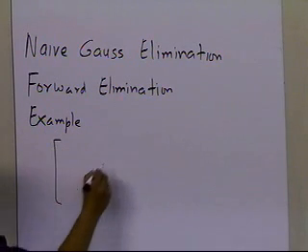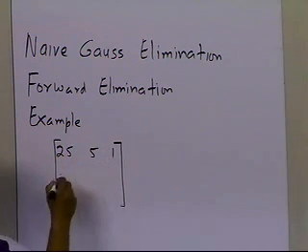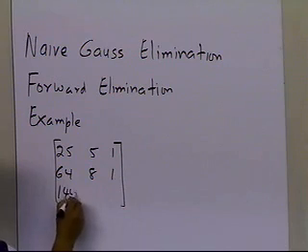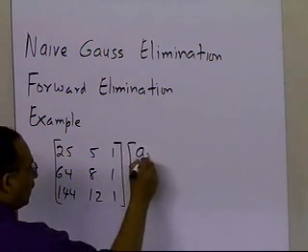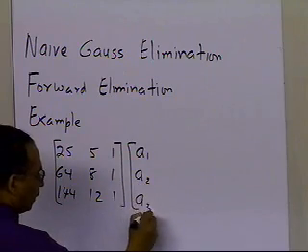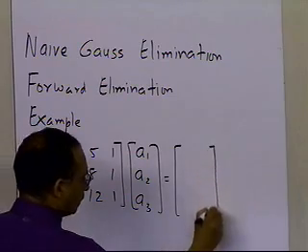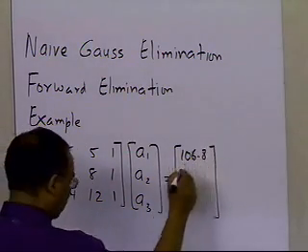So let's say somebody gives you a set of equations which looks like this: 25, 5, 1, 64, 8, 1, 144, 12, 1, and says that a1, a2, a3 are the three unknowns, and the right hand side vector of these three equations, three unknowns, is given as follows.